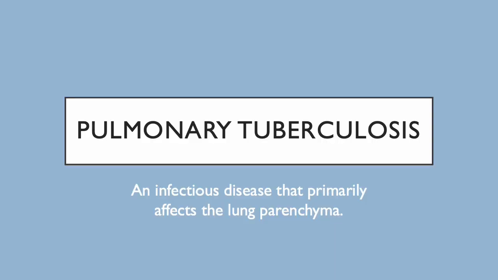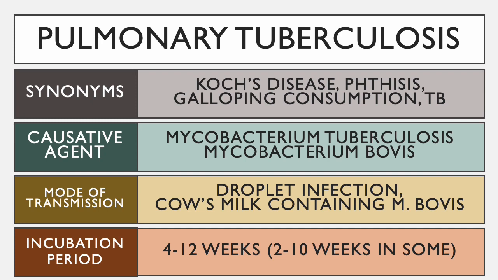Next, let's talk about pulmonary tuberculosis. Okay? Pulmonary tuberculosis, so it affects the lung parenchyma. It's also known as Koch's disease, thesis in Tagalog, yan. Thesis pa nga yan. Galloping consumption, and of course, TB. Okay, causative agent of tuberculosis is Mycobacterium tuberculosis. Now, there's also one form, pero ito kasi ay nag-originate sa cattle. So, you have Mycobacterium bovis. Okay? So, sa cattle siya nag-originate.